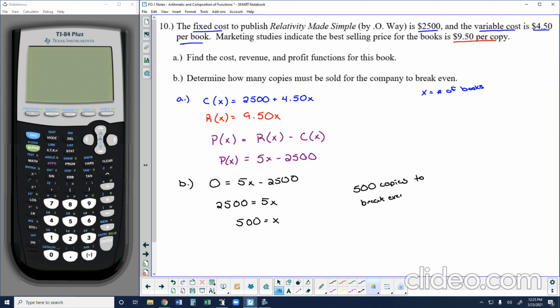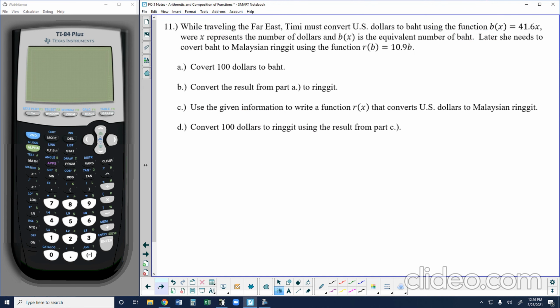So here we see basically some function arithmetic as we subtract the cost function from revenue to create a profit equation. And then we can solve as we have done throughout the year. So this is something we have done before, but maybe not identified it in this way. Now, problem 11 is probably something that most of you can do, but we are going to identify it in maybe a potentially different way.